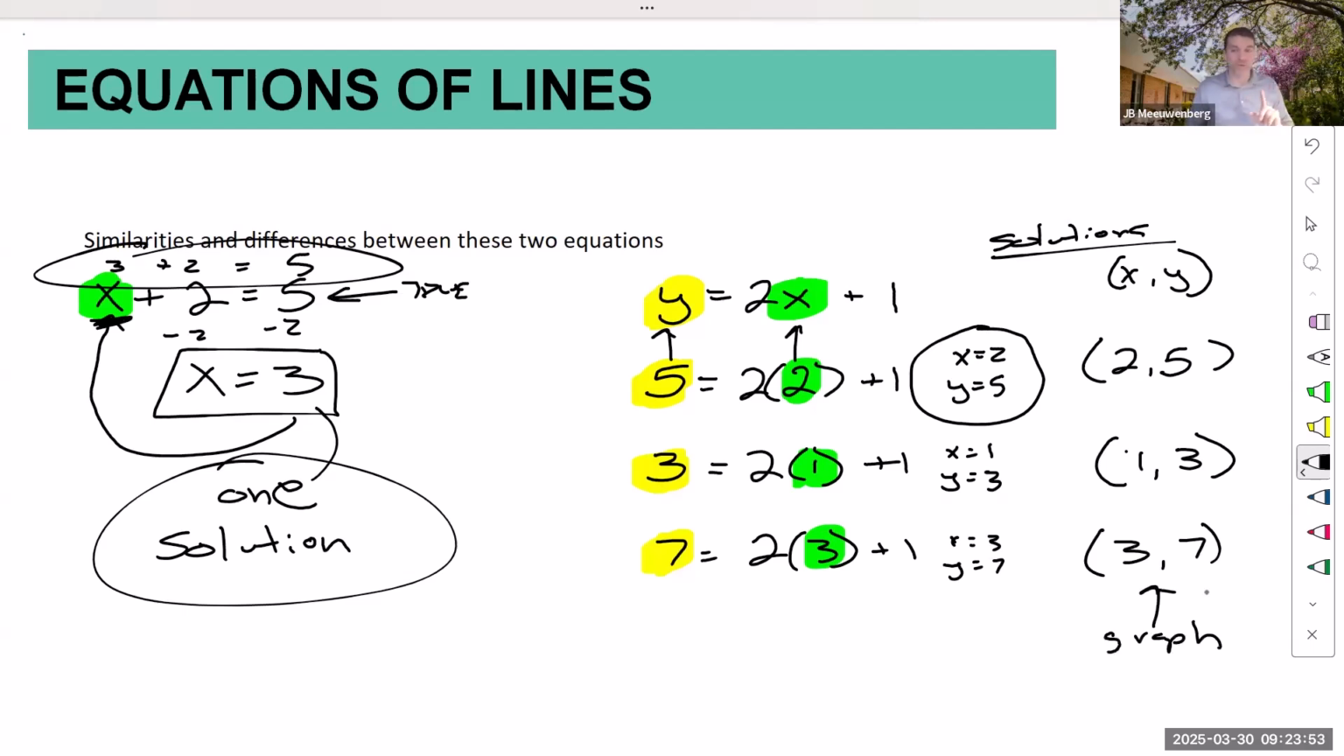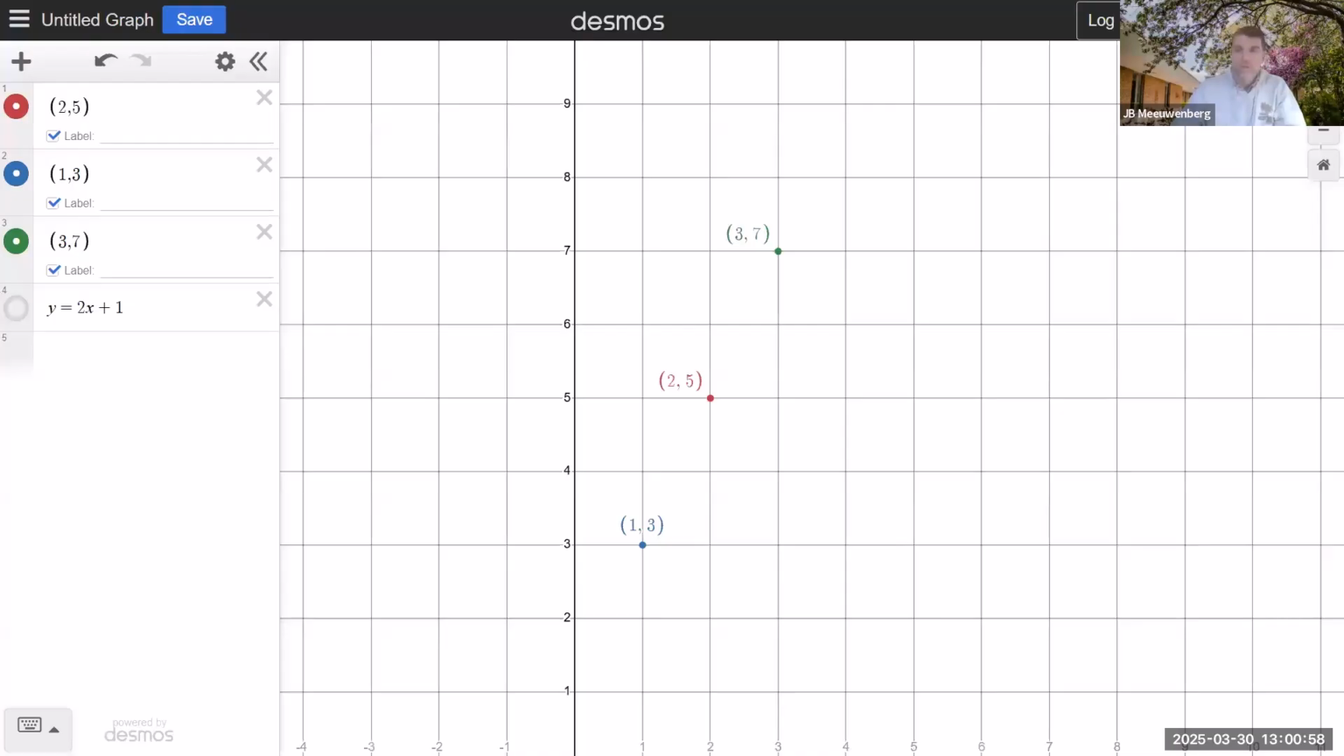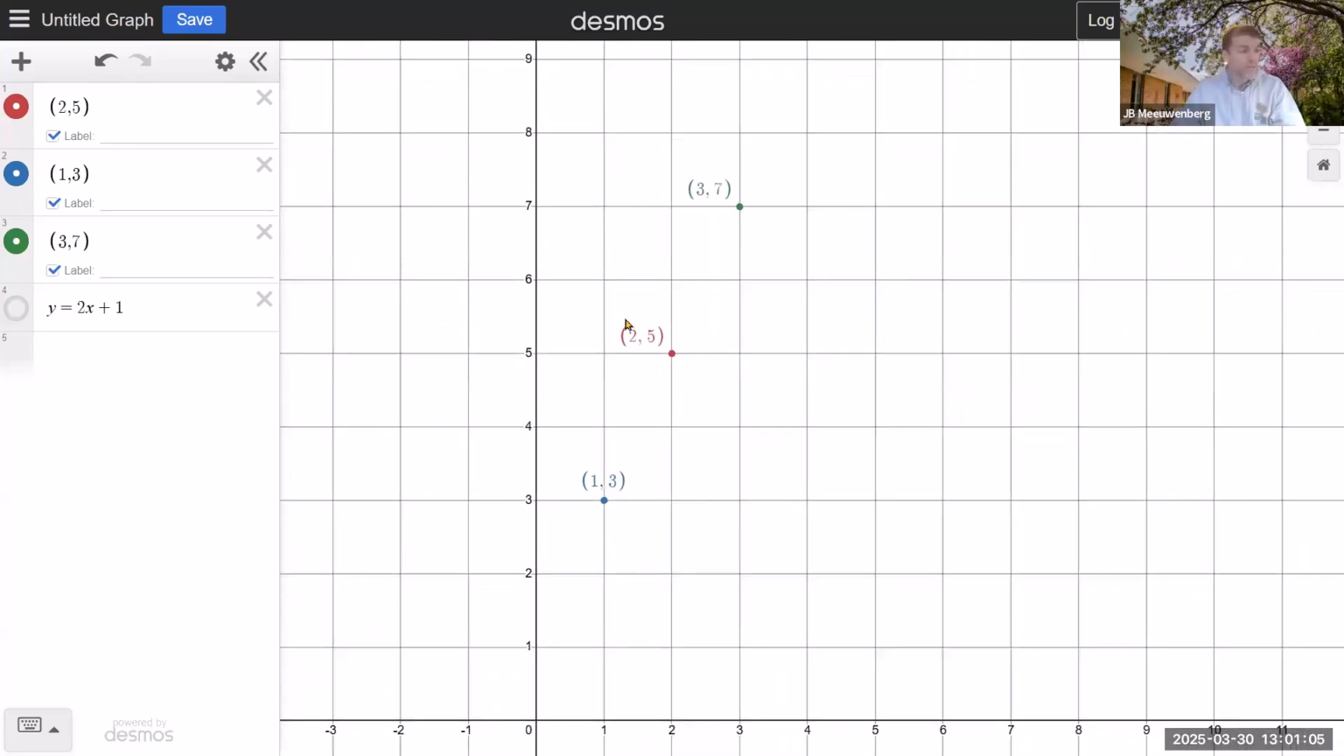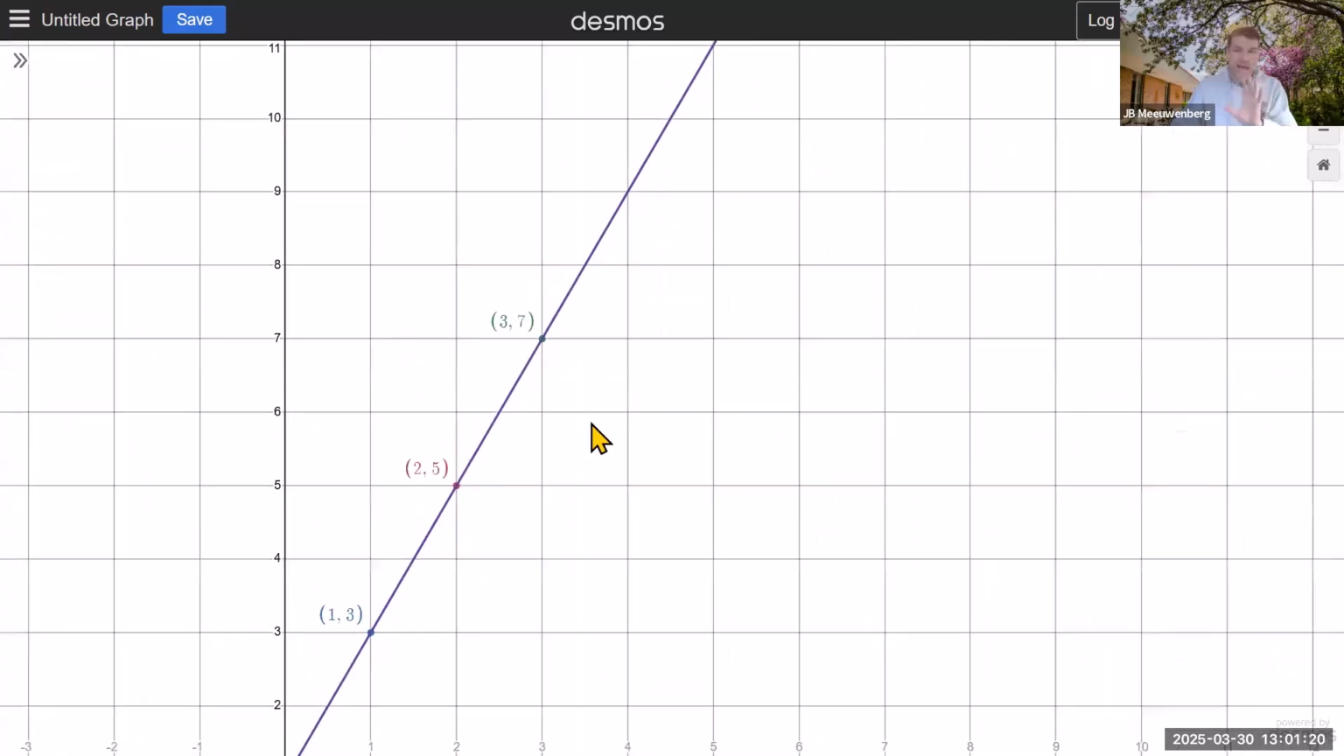So now what I want you to do is get out a graph paper, and we're going to take these 3 points and we're going to put them on a graph. So here you will see those 3 points plotted on a coordinate plane: 1, 3; 2, 5; and 3, 7. And we start to observe things. One thing you might notice is that they all fall in line with each other. And if we connect them all with a straight line, it looks like that.